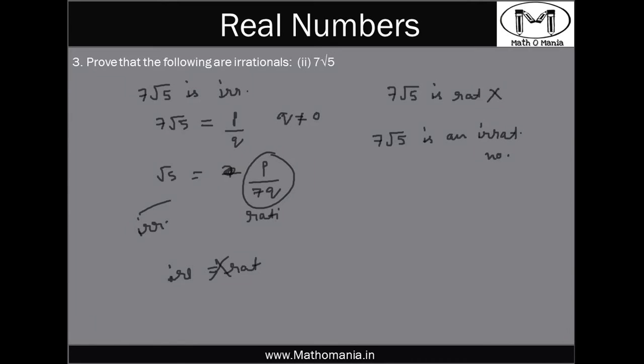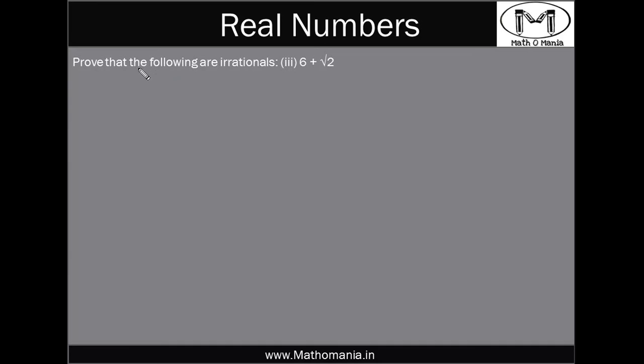Going to the last part of this question: 6 plus root 2. Again, let us assume that 6 plus root 2 is a rational number. This can be written in the form of p upon q. Then root 2 comes out to be p upon q minus 6. Now this is a rational number, and a rational number minus an integer will be rational only. Whereas we know that root 2 is irrational. Again, we cannot have irrational equal to rational.